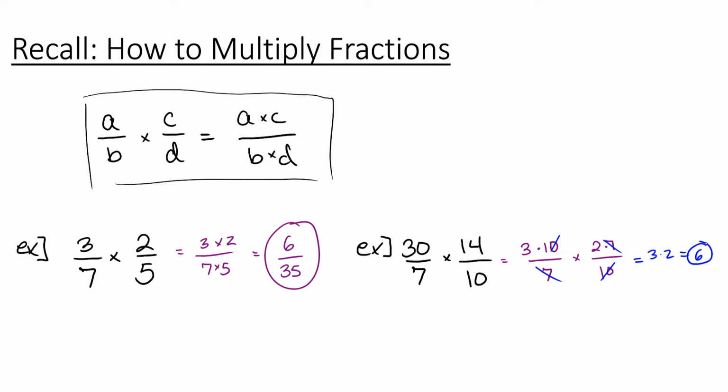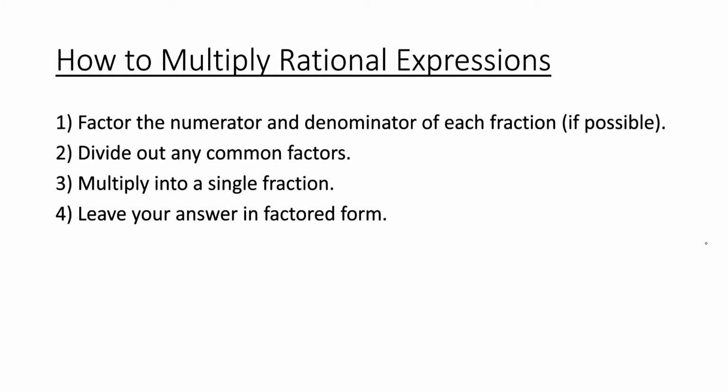We're going to be doing the same types of things with rational expressions. The only difference is you're going to have to factor numerators and denominators. So how to multiply rational expressions: first, factor the numerator and denominator of each fraction if possible. 2, divide out any common factors. 3, multiply into a single fraction. 4, leave your answer in factored form. Don't do the extra work of distributing and multiplying things out after that.